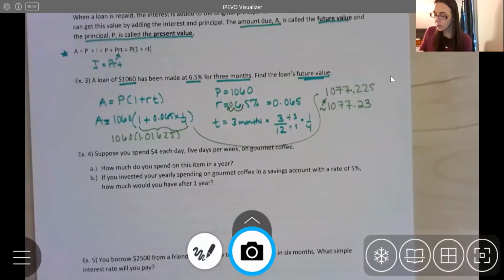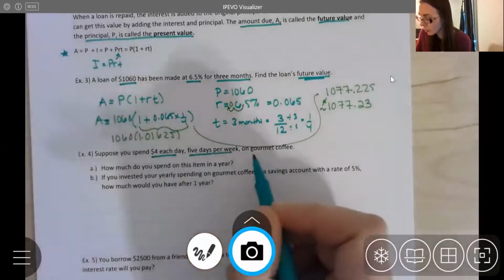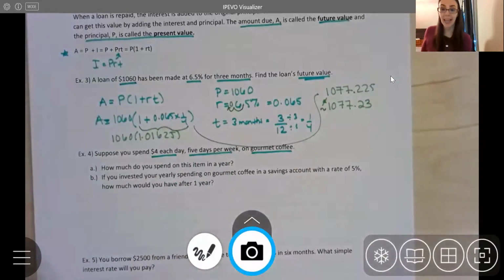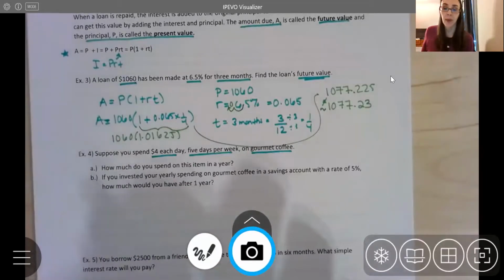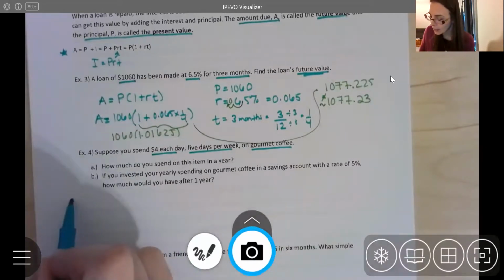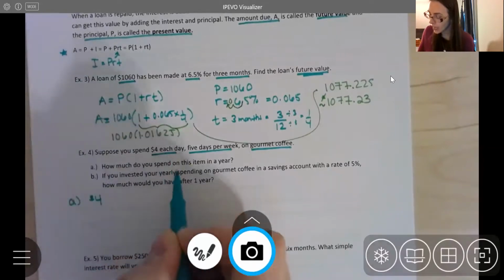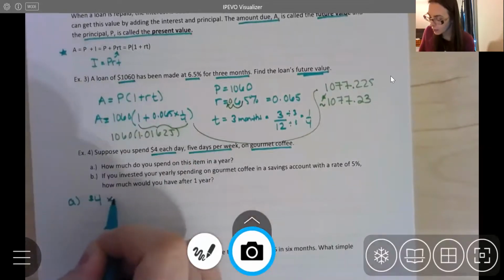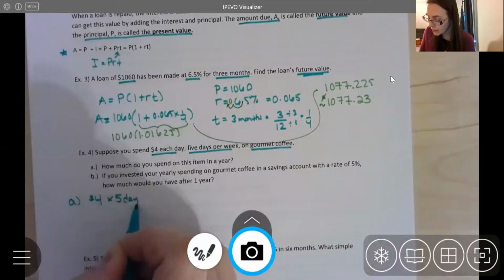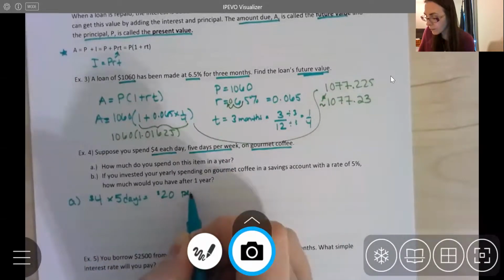All right. Suppose you spend $4 each day, 5 days a week on gourmet coffee, or really just any coffee. $4 is not really a lot to spend on a cup of coffee. How much do you spend on this item in a year? So let's think about this. We spend $4 each day, 5 days per week. So $4 times 5 days is going to be $20. And this is per week, right?